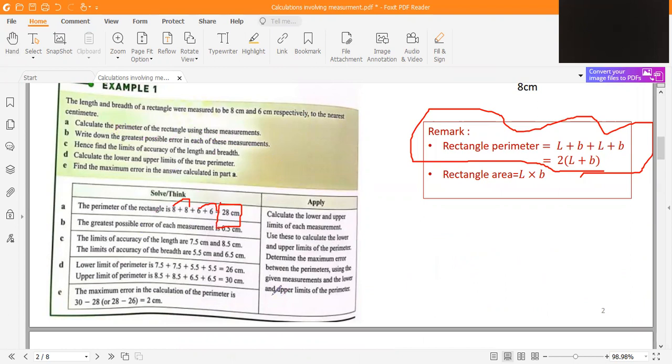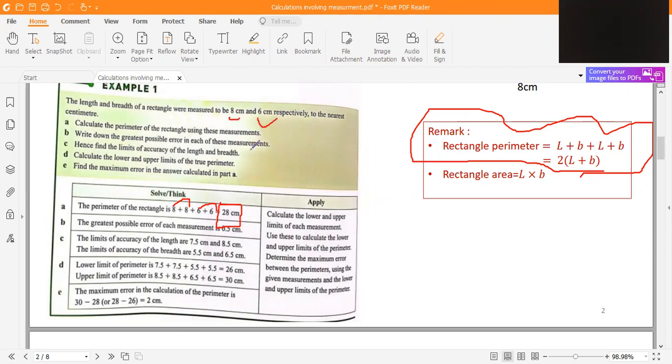So the second step is to find the greatest possible error in each measurement. Here the calculation of the perimeter involves using the length and the breadth. We have two measurements here, so we have two greatest possible errors. The greatest possible error can be the same or can be different for each measurement. Here we have 8 centimeters and 6 centimeters.